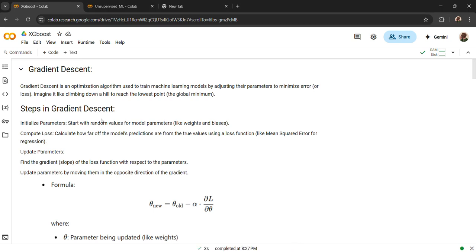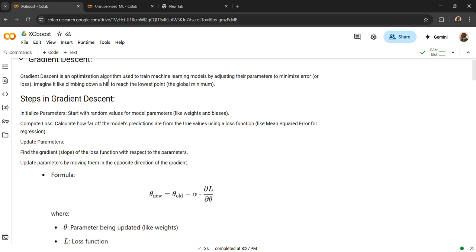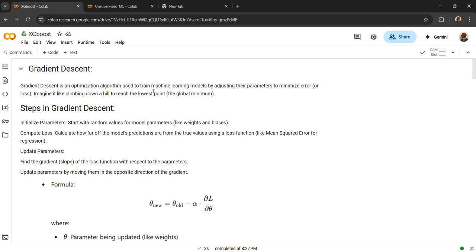Gradient descent, anyway, we will discuss in a somewhat extended version in deep learning. But if you are interested, please go through it. Why am I giving this? It is a basic way a loss function works and how it chooses the minimum. It is an optimization algorithm, mainly used to train machine learning models by adjusting parameters. This algorithm will adjust the parameters to minimize the error, to minimize the loss.